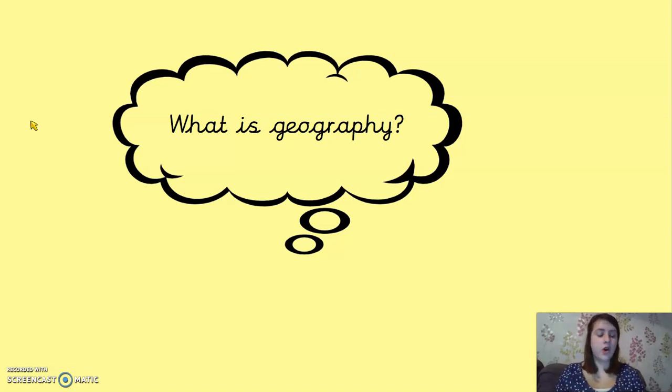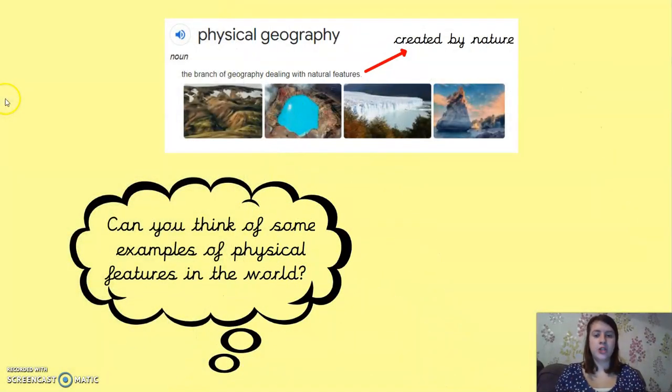Okay, so hopefully you've got an idea in your head on what geography actually is, and we're going to look at different aspects of geography today. So one part of geography is physical geography, and that is geography that deals with natural features, which is things that are created by nature.